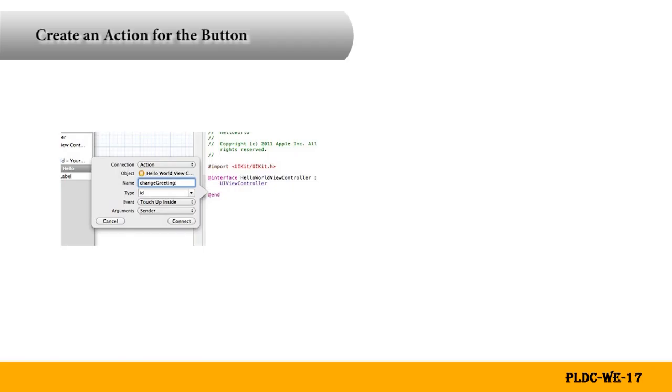After you configure the action connection, the popover should look like this. In the popover, click Connect. Xcode adds a stub implementation of the new changeGreeting: method and indicates that the connection has been made by displaying a filled-in circle to the left of the method.